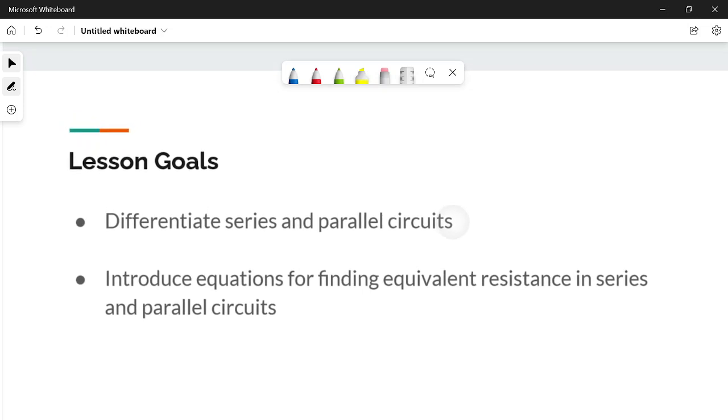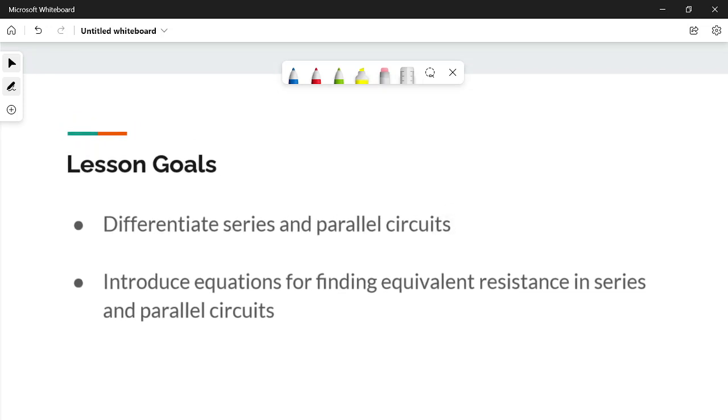The lesson goals then are to differentiate series and parallel circuits. So we're going to define them both and make sure you understand the difference between them. And I'll give you a couple little fun facts, things to know about series and parallel circuits. And then we'll introduce the equations for finding equivalent resistance in those.